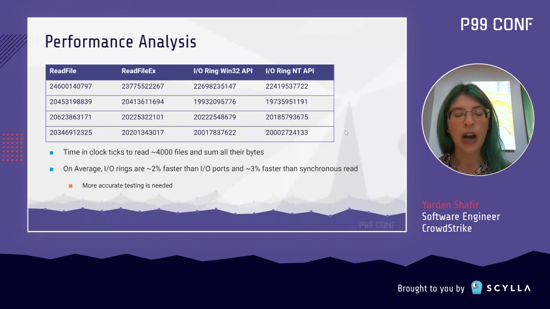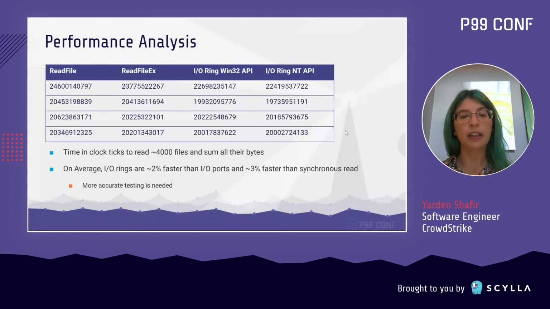I will save you the trouble of figuring out the exact values and differences here. Basically, we can see that in general, IO rings are faster. Obviously, the slowest one is the synchronous read file. I ran the application around 30 to 50 times to get a decent average. Read file EX is about 2% faster than read file, and then using IO rings is in general around 2% faster than read file EX.